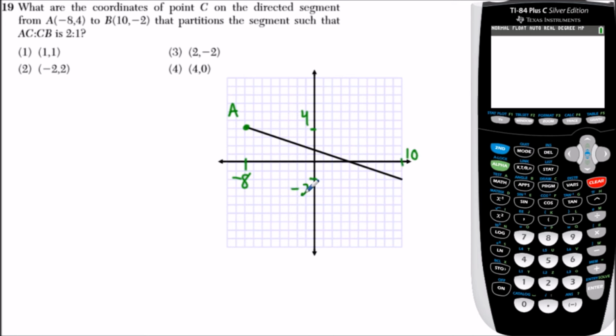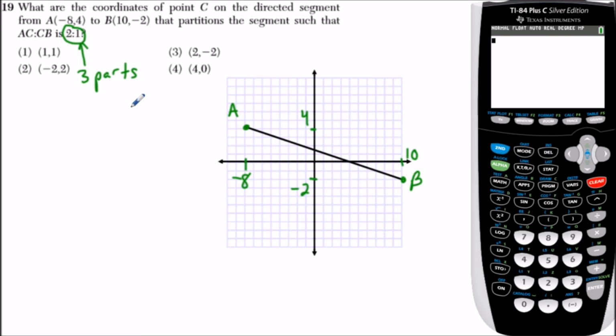Then I'll explain what the question's looking for here, because it could be a little confusing. We're looking for the coordinates of point C, and the location of C splits this line segment into a ratio of 2 to 1. What I recommend for these kinds of questions is that when I look at the ratio, I add those numbers together, and the sum represents the number of parts in this line segment. So what I want to do essentially is break the line segment into 3 parts.